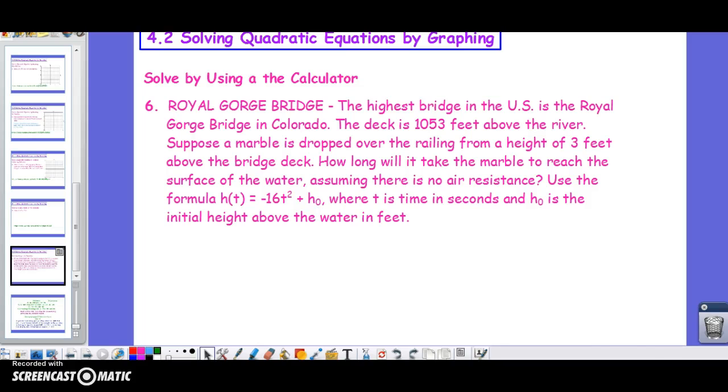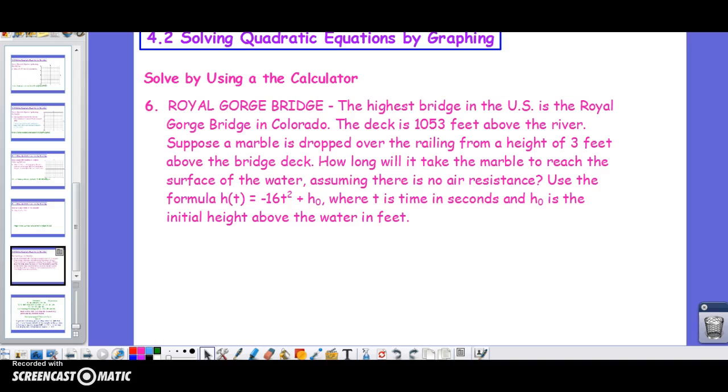Alright, this is another real world situation. We're talking about the Royal Gorge Bridge, whatever. It's the highest bridge in the U.S. and the deck is 1,053 feet above water. Suppose a marble is dropped over the railing from a height of 3 feet above the bridge deck. How long will it take the marble to reach the surface of the water, assuming there is no air resistance?